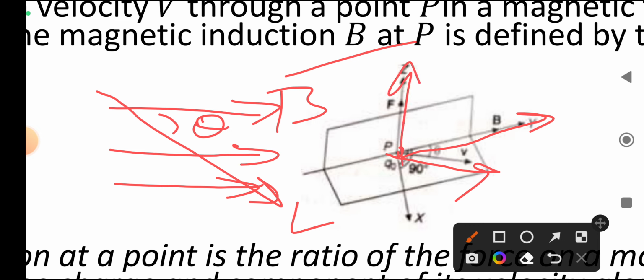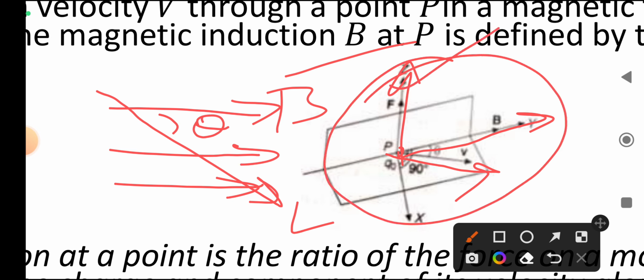That is according to Fleming's left hand rule. We can easily decide in which direction the force acts on the particle when it is moving at a certain angle. If there is no angle, the force cannot act on the particle, that we know.